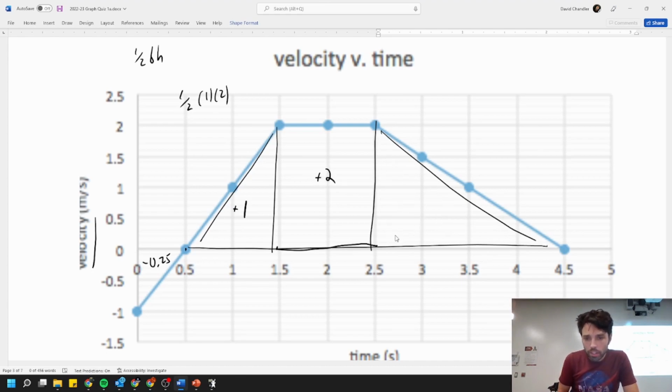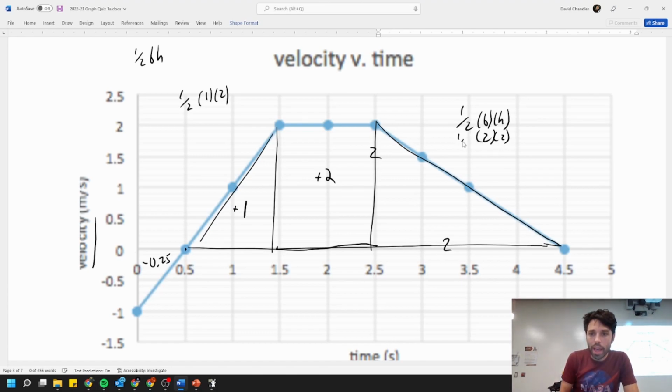And then this area over here is a triangle where the base is a little longer. The base goes from 2.5 to 4.5, so the base is 2. The height is 2. That's 4, but it's 1/2 base times height, so it's 2 times 2 times 1/2. 2 times 2 is 4, times 1/2 is 2. So positive 2. Then we add it all up.